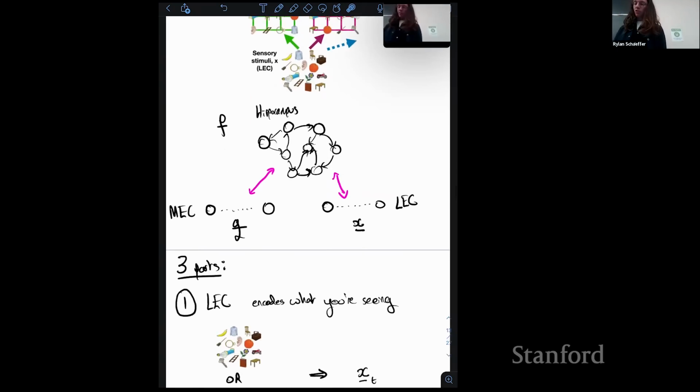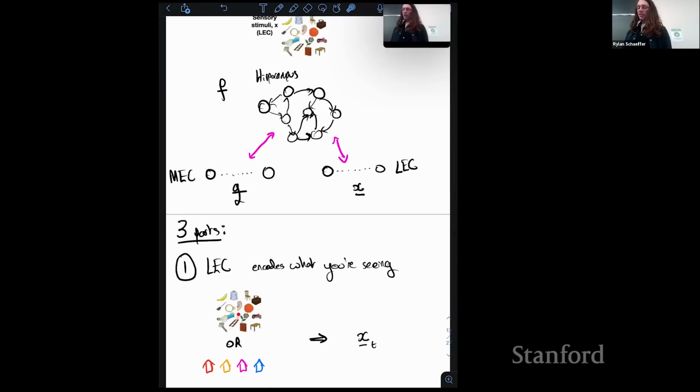So lateral entorhinal cortex encodes what you're seeing. So this is like these images or the houses we were looking at before, and that will just be some vector x_t that's different. So a random vector different for every stimulus.